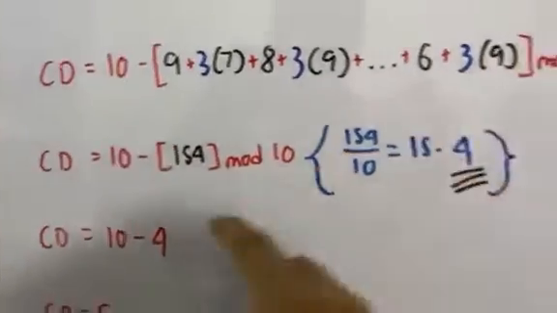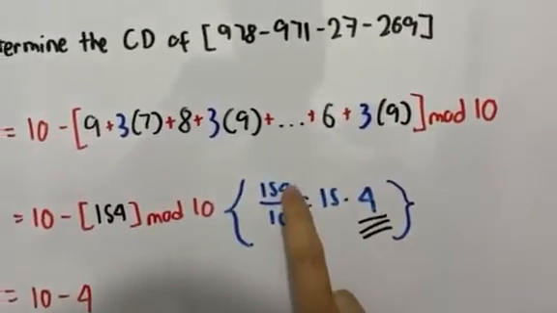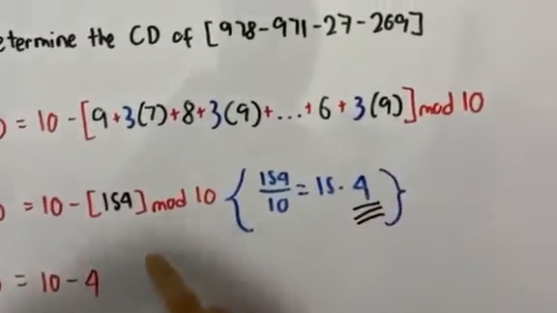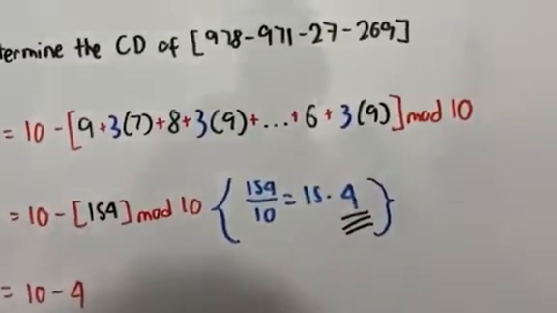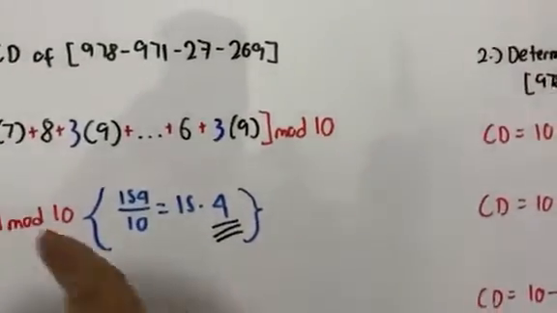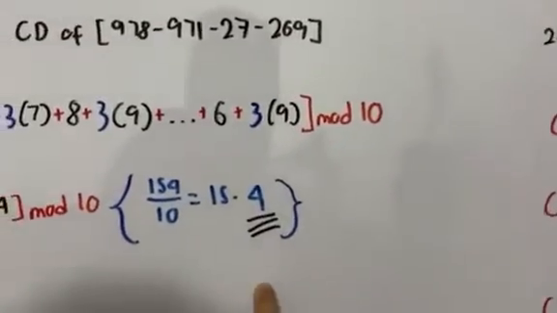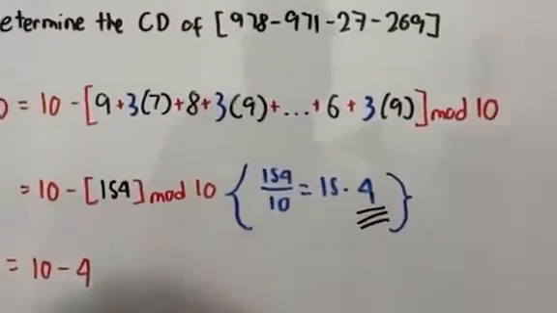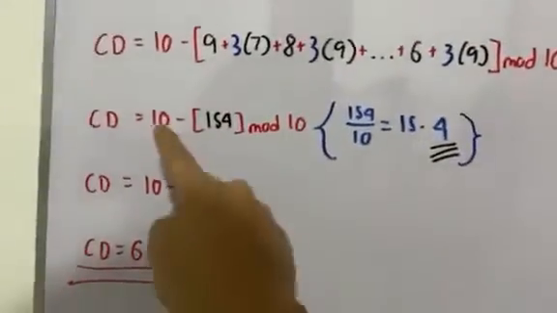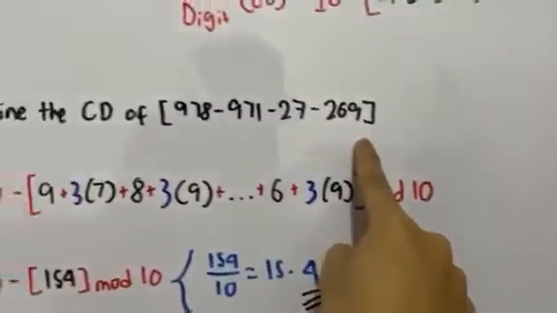So what's the value of 154 mod 10? It is simply the remainder of the division of 154 over 10. When we say 154 mod 10, the only value you get from this division is the remainder, not the whole expression itself. Only the remainder is taken into account whenever it says mod. So 154 mod 10 is 4. So 10 minus 4, the check digit for this barcode, is 6.